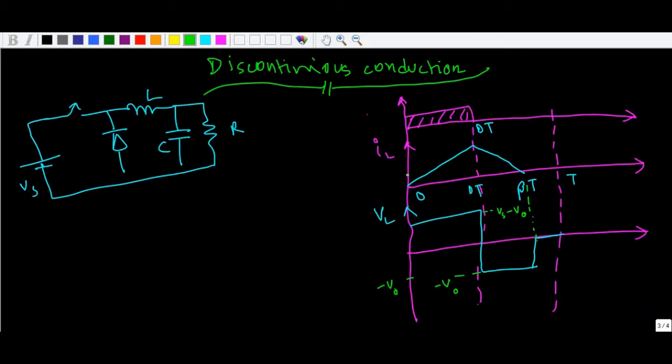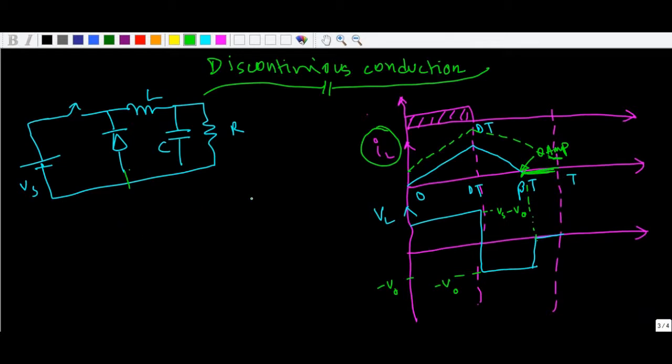So, what happens in the discontinuous conduction mode is that the inductor current reaches a minimum value of 0 ampere at some point in the interval. In continuous conduction mode, we had seen the inductor current was like something like this. It did not reach 0, rather some minimum value, but in discontinuous conduction mode, it will reach a 0 value. That is, my load current is so low that the inductor current discharges to 0 value completely, and after that there is no current flowing in this circuit for certain time.